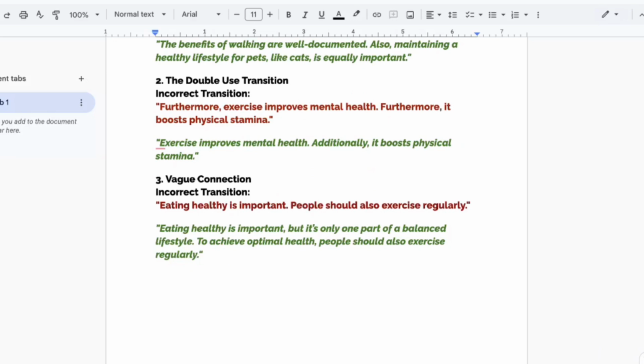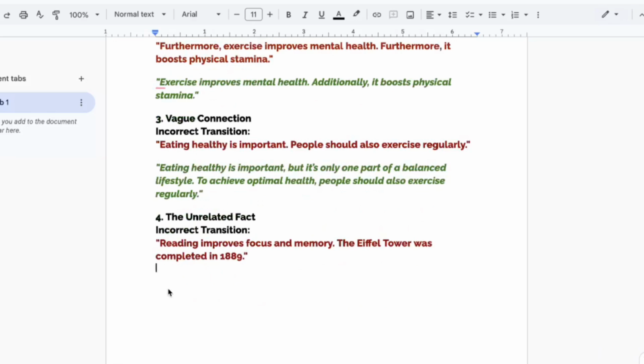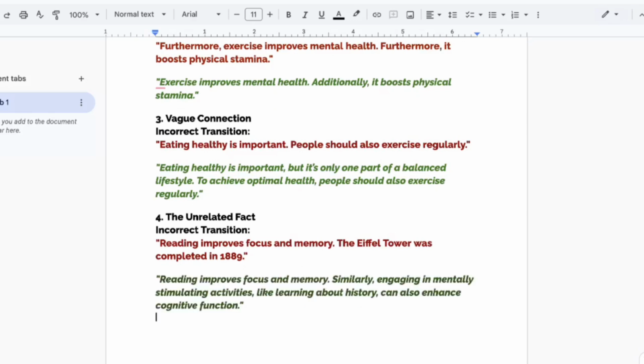Next, we have the unrelated fact. Reading improves focus and memory. The Eiffel Tower was completed in 1889. Oh, that's good to know. Thank you. But what's it doing there? Second sentence, you're so irrelevant. No, we can't do that. The reader will put your book down. Cover will be closed. They're like, look, what's on YouTube? What other videos can I be watching? That's what they're going to say.